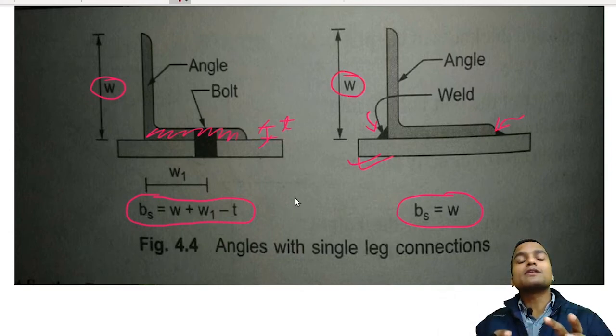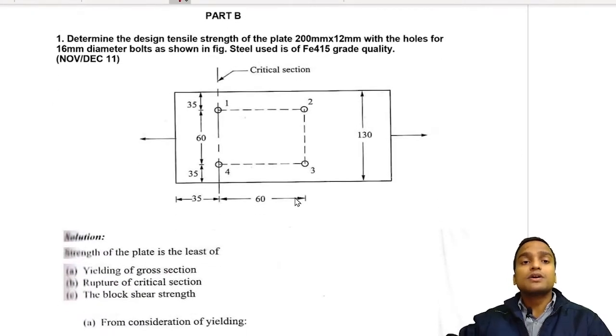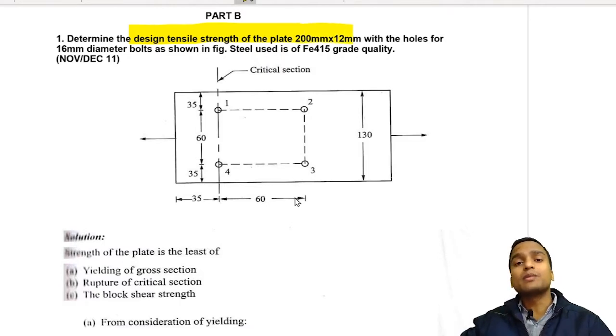These two formulas will be used most of the time when we go for the numerical problems, and today we will be discussing a lot of numericals on tension members. So let us move to our first numerical, where we are asked to determine the design tensile strength of the plate. Here we have a plate section, not an angle section, and the dimension of the plate is 200 mm into 12 mm with holes for 16 mm diameter bolts as shown in the figure.